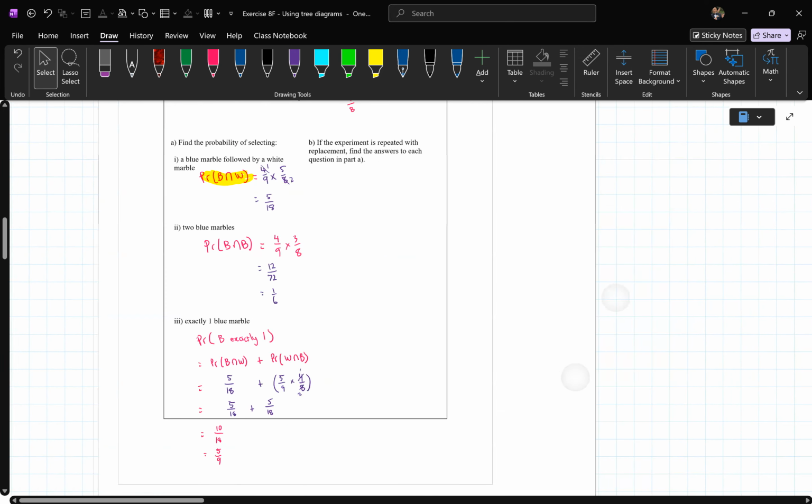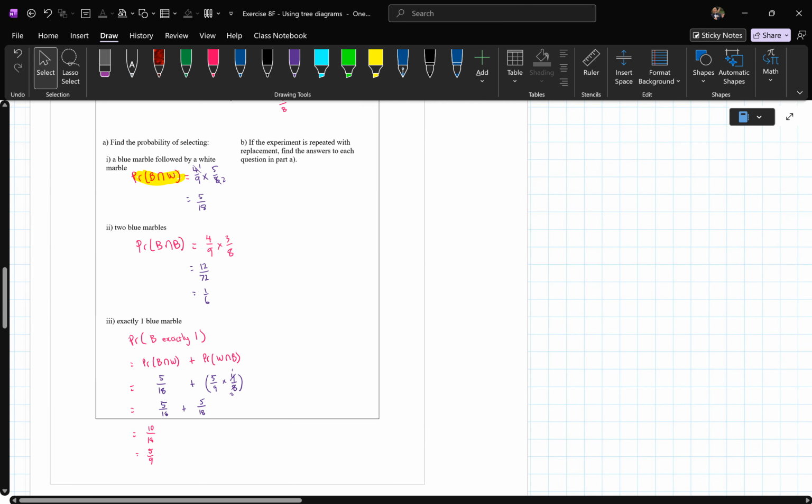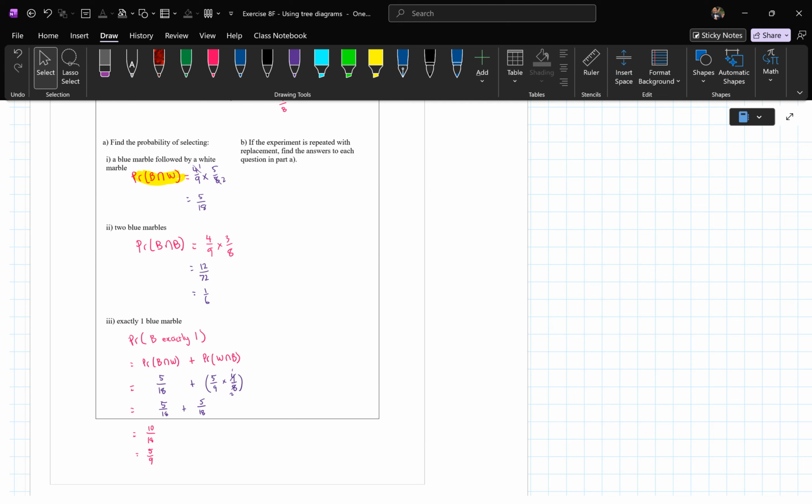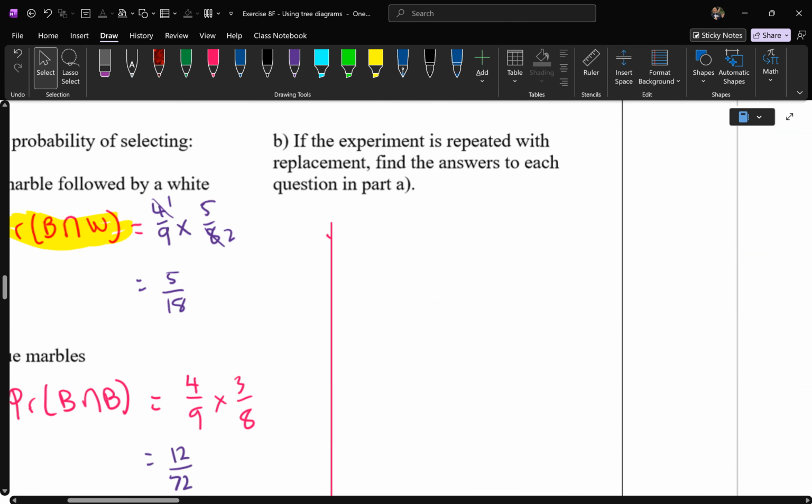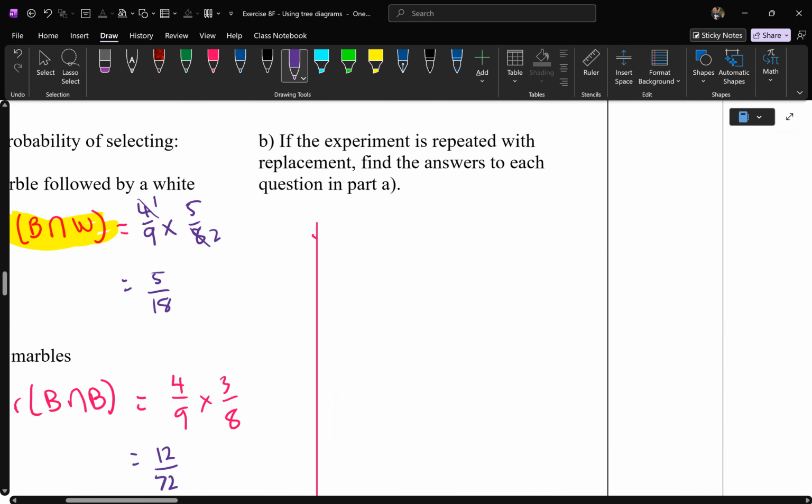And let's go to the last question. If the experiment is repeated with replacement, find the answers to each part of the questions. Now, in this scenario, I'm going to end it at this point here because you probably can't do it. But what I'm interested in is because this actually links into binomial distribution. So when it's repeated, I'm wondering if you can figure out a rule for it. See if you can find the pattern.